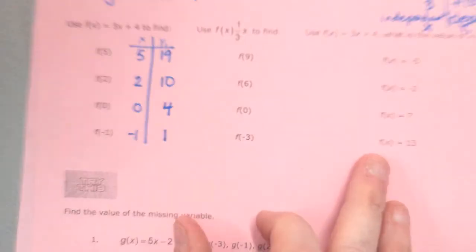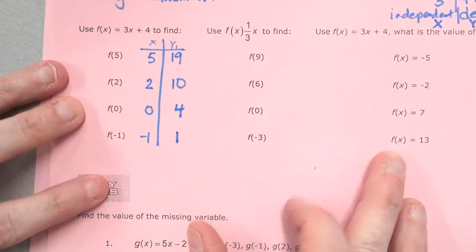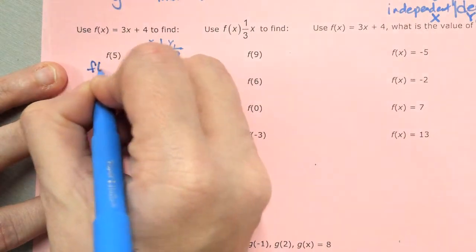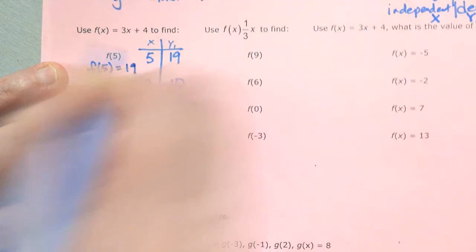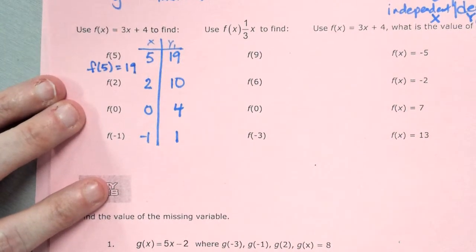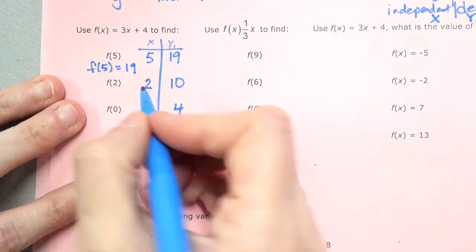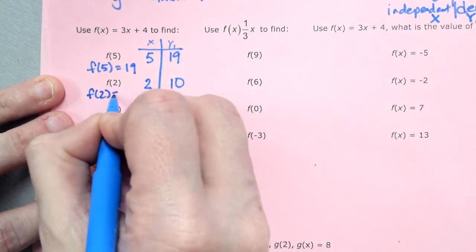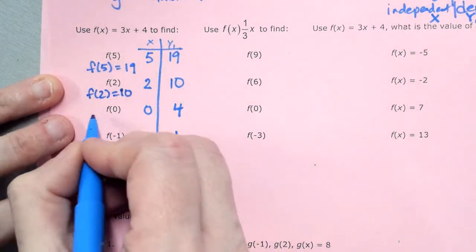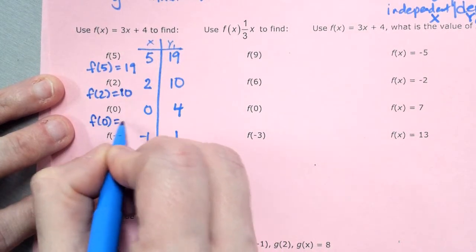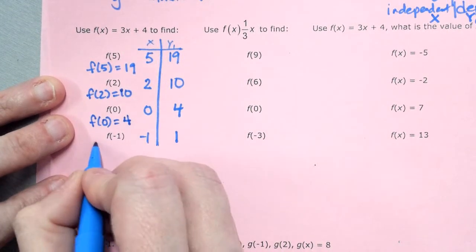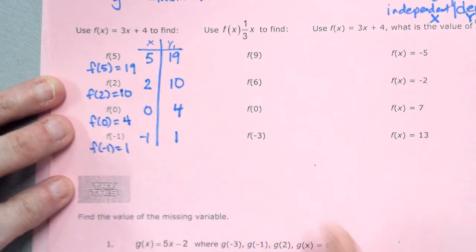Okay? So here's how we would write our answer. f of 5 equals 19. For this one, we'd write f of 2 equals 10. But what do I write for f of 0? f of 0 equals 4, and f of negative 1 equals 1.